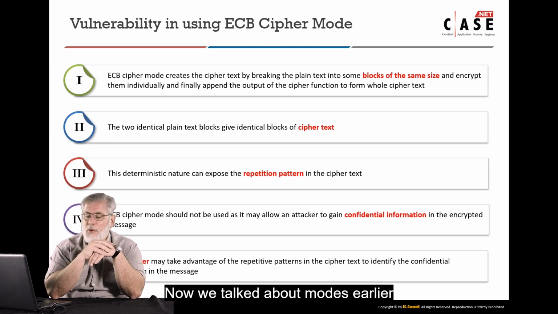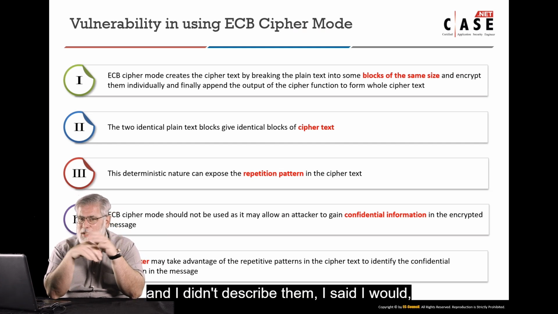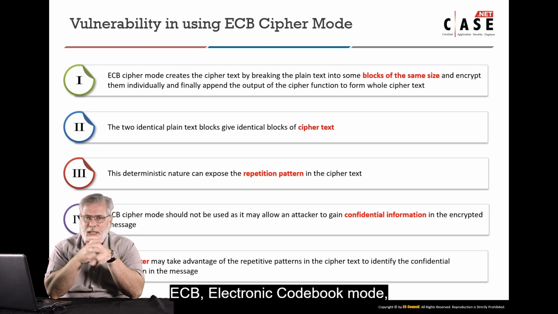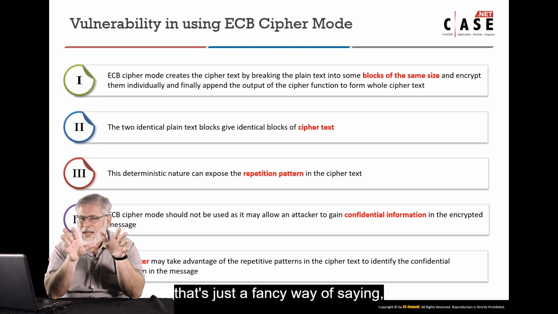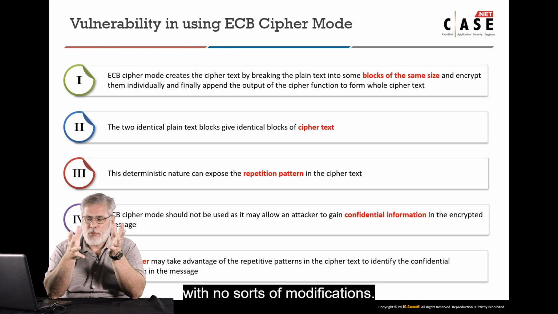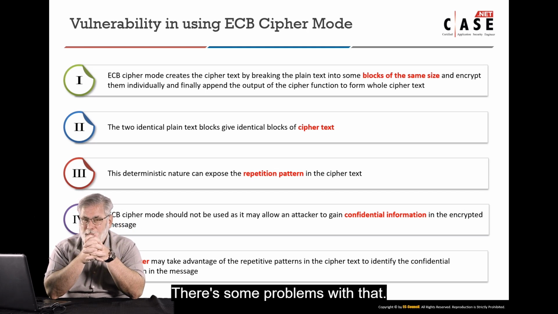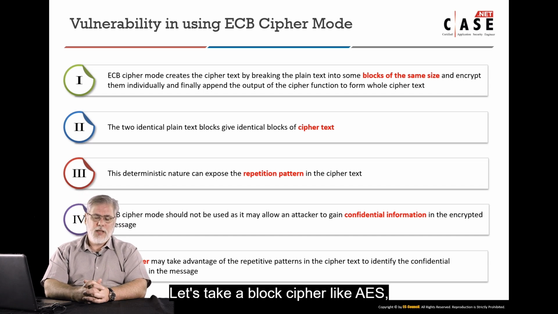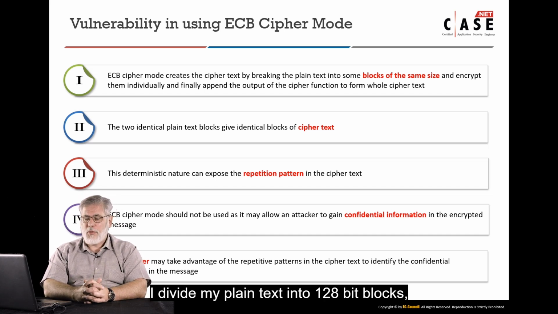Now, we talked about modes earlier, and I didn't describe them. I said I would. Well, now I will. ECB, Electronic Codebook Mode. That's just a fancy way of saying use the algorithm the way it's written in all the textbooks with no sorts of modifications. There are some problems with that. Let's take a block cipher like AES. I divide my plain text into 128-bit blocks.